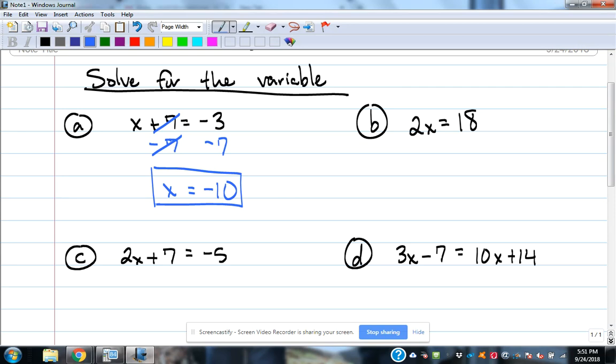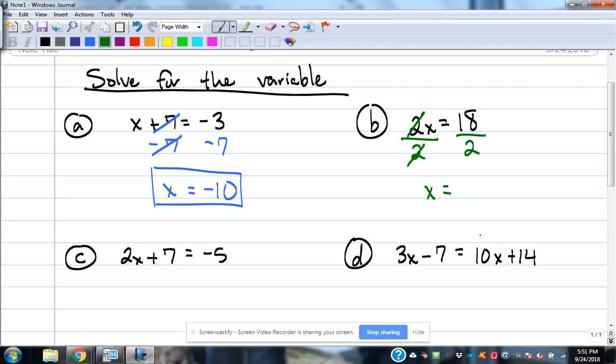Example B, we've got 2x is equal to 18. When they mash them together like that, what's going on between the 2 and the x? They're multiplying. So whenever they're mashed together, they're multiplying. So 2 times x is what that says. To undo that, we're going to do what? Divide by the number that they're multiplying by. So we're going to divide by 2. We're not dividing by 2x. That's a pretty common mistake folks make, is they try to divide by the 2x. But you're dividing by the number only.